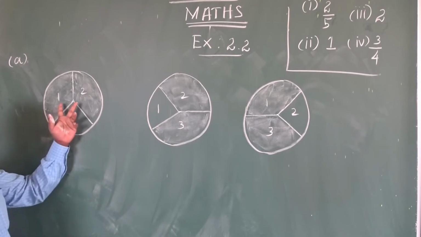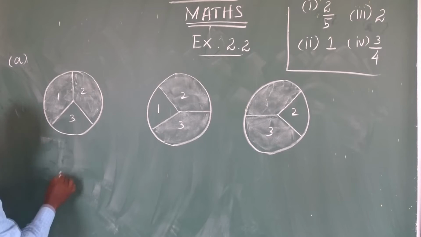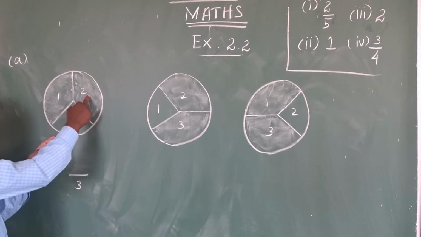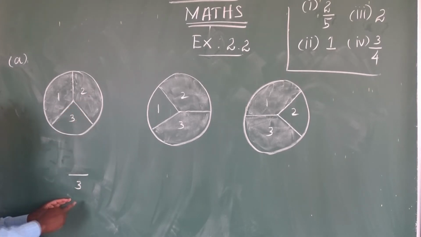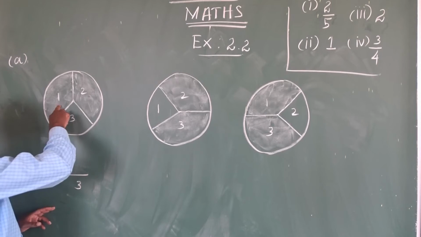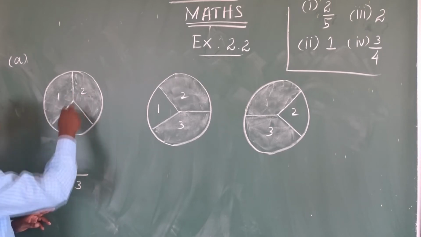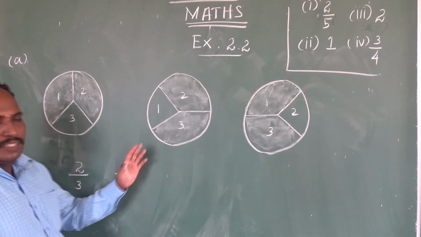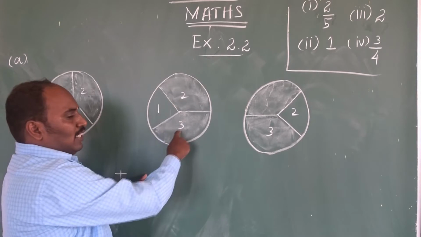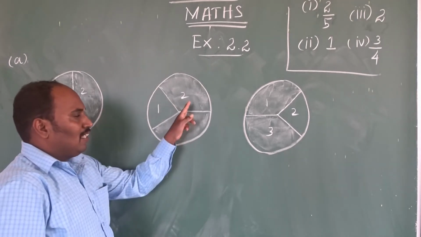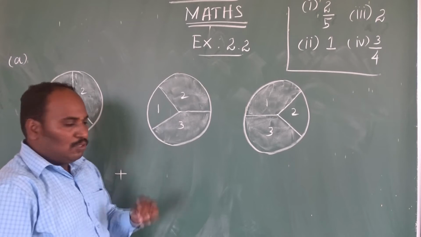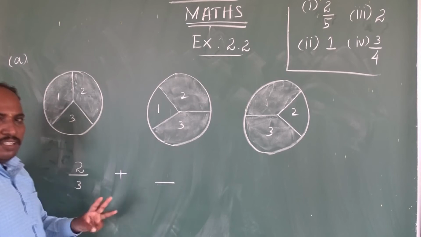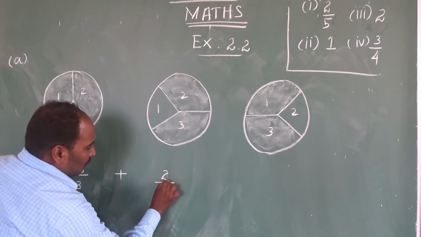The first one, shaded portion 2. Listen here. Number of portions 3. Total number of portions 1, 2, 3, so we write denominator 3. Then shaded portion 1, 2, so 2 by 3 plus. Then the second circle 1, 2, 3: three portions having. The shaded portion is 1, 2. Two portions shaded. Number of shaded portions 2.